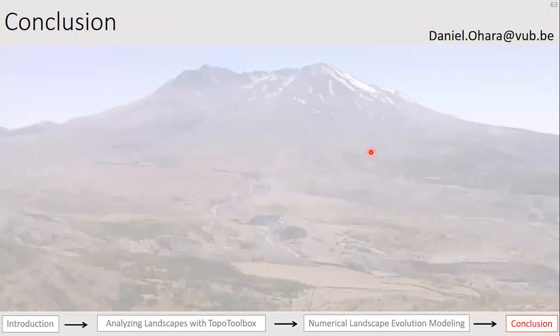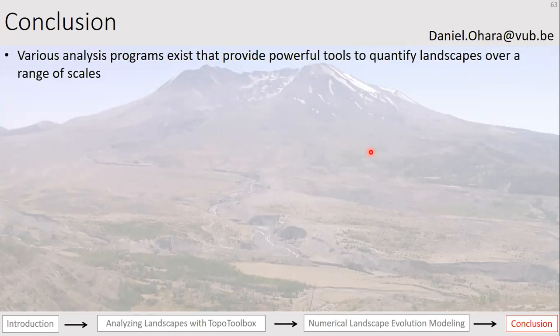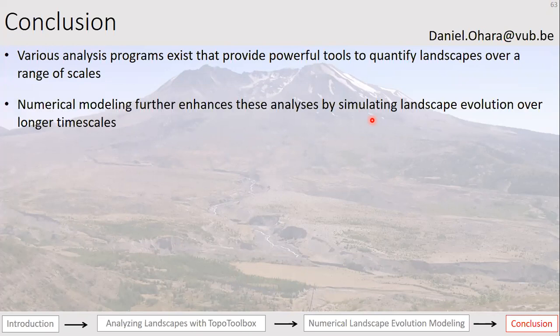So to very quickly wrap up, in a very generalized sense, various analysis programs exist that provide powerful tools to quantify landscapes over a range of scales. These include ArcGIS, QGIS, LSD tools, GMT, as well as Topo Toolbox. And these different range of scales include looking at topography over the entire landscape, as well as channel networks, drainage divides, and drainage basins. Also, numerical modeling further enhances these analyses by simulating landscape evolution over longer timescales. And for example, I gave some previous examples using Topo Toolbox.